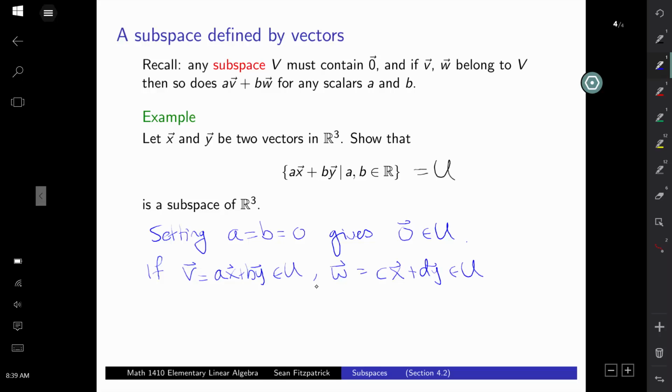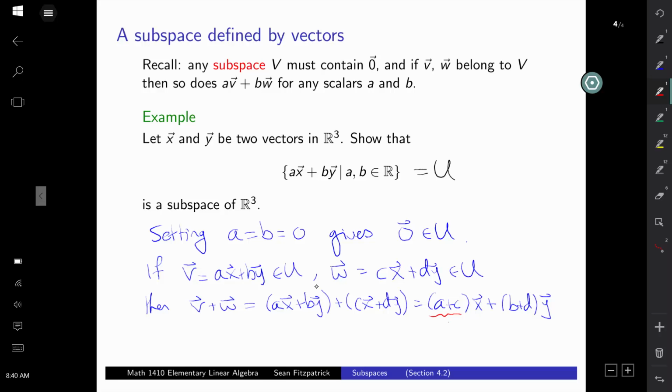And what do I get for v plus w? I start with ax plus by plus cx plus dy, right? But using the properties of vector algebra, I know that I can rearrange this equation. I can group things together. I can write this as a plus c times x, and then b plus d times y. And this is again going to be a real number, and this is going to be a real number, and that tells me that this is an element of U.